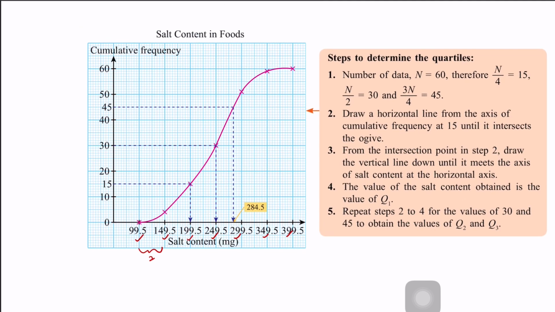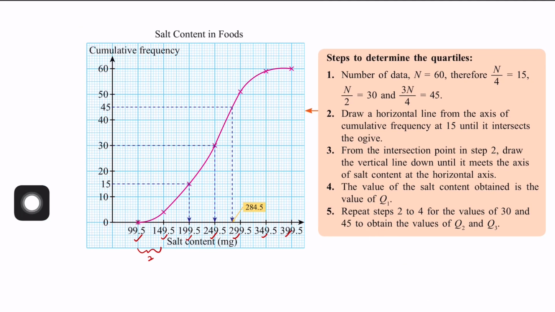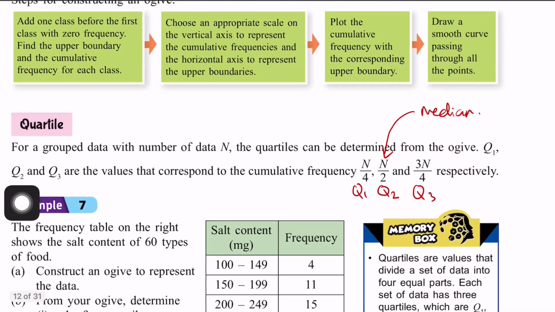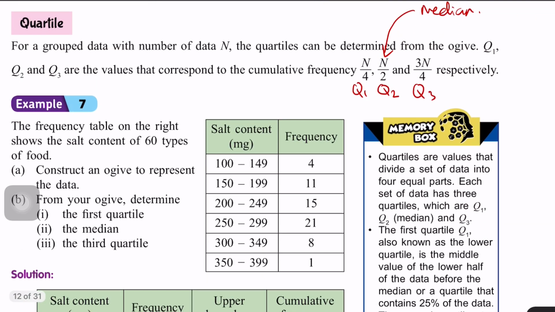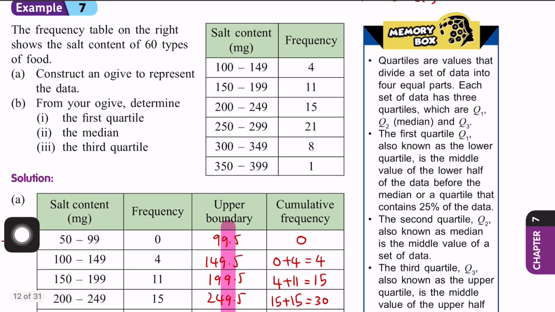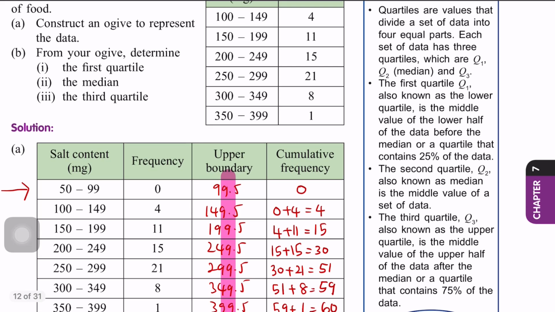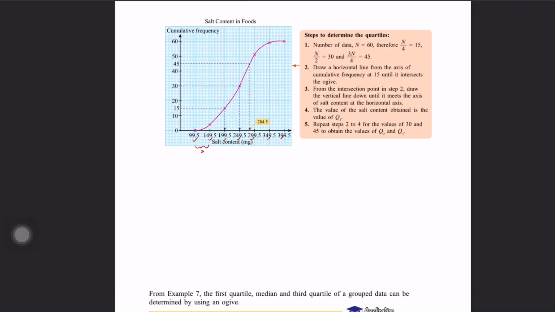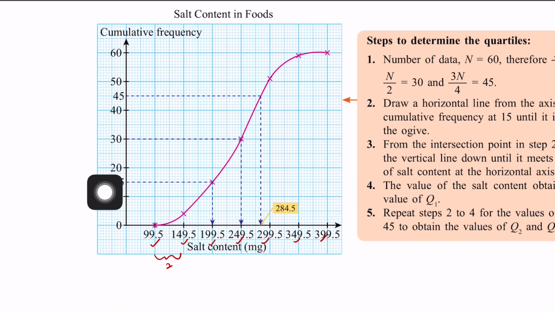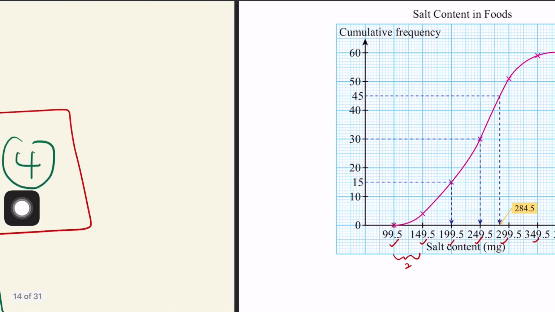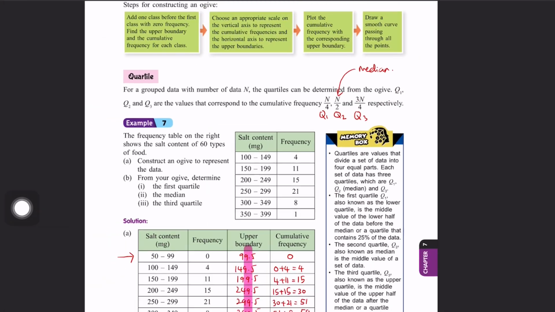Seterusnya paksi untuk cumulative frequency pula. Tengok dalam soalan dia cakap apa. Tak ada cakap apa. So kalau tak ada, kita lukislah 10. Macam biasa, 10, 20, 30, 40, 50, 60. Sampai yang cumulative frequency paling tinggi. Tadi kita dapat 60 kan? So lepas tu kita plotkan satu-satu. So macam ni tadi.